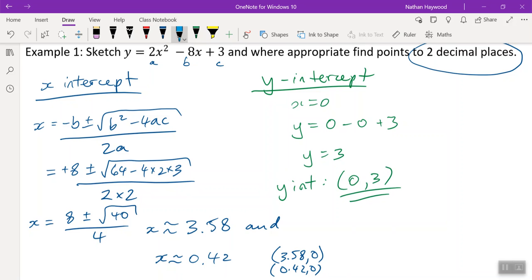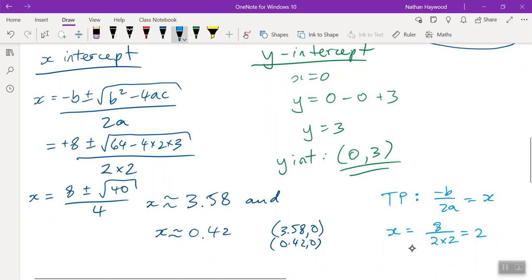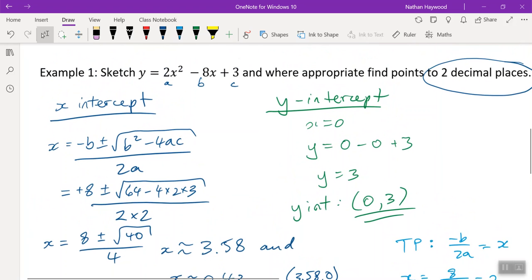Now we use our turning point formula. Does anyone remember it from that little box? It should be in front of you. So that gives us the x. And then you substitute it in. So it's negative b, which is 8, or negative 8, sorry. So it becomes positive 8 over 2 times a, which is 2. 8 divided by 4 is 2. So that's our x. Sub that in to get the y.